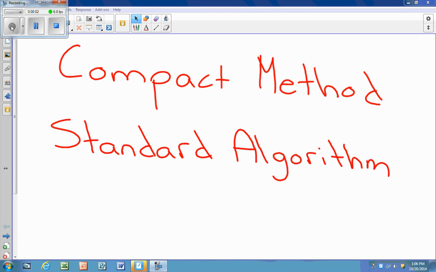Watched the video for module 1, lesson 20, multiplication using the compact method or the standard algorithm. Starting in fifth grade, there is no more all partials. We don't use partial products or the all partials method anymore. We have moved on to the compact method or the standard algorithm.